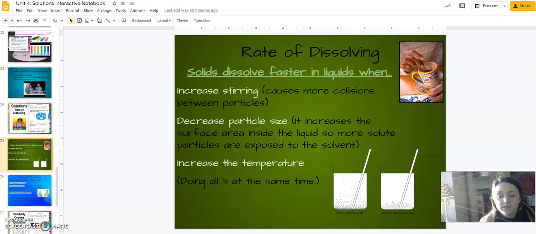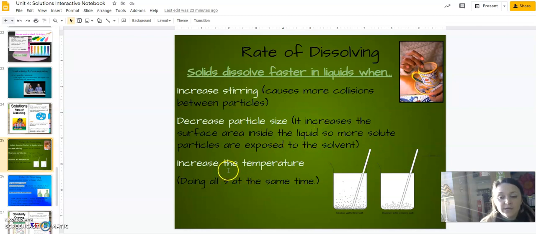Think about it. Little tiny sugar granules dissolve faster than sugar cubes. So decreasing the particle size increases the surface area around each little particle that gets to touch the liquid, so that the solute is exposed to the solvent more. Because if you have a big cube of sugar, only, 1, 2, 3, 4, 5, 6 sides are exposed to the solvent, whereas if you have tiny sugar particles, each little particle is exposed to the solvent. Also, increasing the temperature.